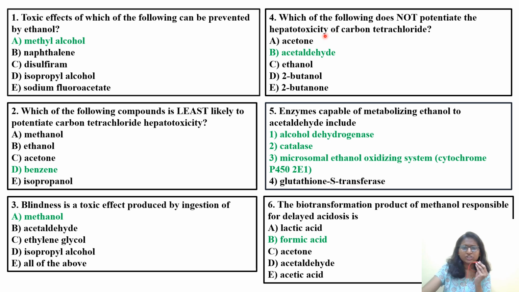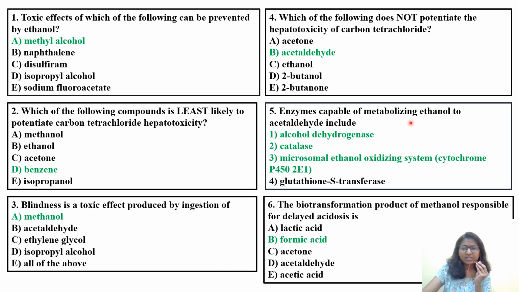Next, let us see question number 4. Which of the following does not potentiate the liver toxicity of carbon tetrachloride? Same direct question: aldehyde. The best way to remember is that whenever there is a ketone group, acetone, or an alcohol group, ethanol, butanol, all these four will increase the toxicity of carbon tetrachloride except for aldehyde. Okay. Next, let us see question number 5.